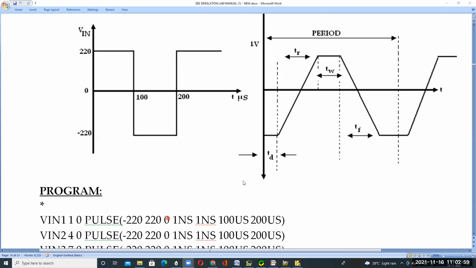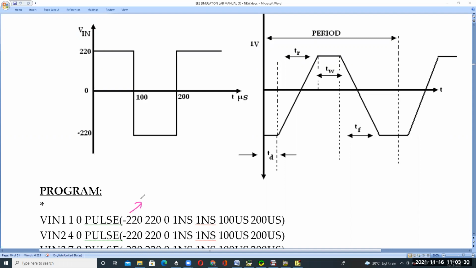Zero is the delay time, and rise time is 1 nanosecond, and fall time is 1 nanosecond, and the pulse width is 100 microseconds. US is microseconds, and this is called pulse repetition, 200 microseconds. So this is for writing the program.